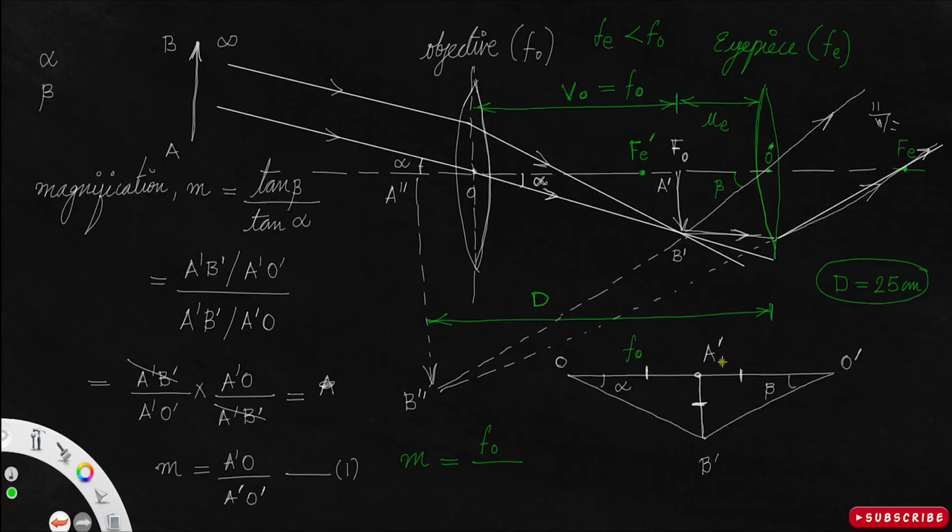divided by A dash O dash, which is UE. Remember, by the Cartesian system, anything to the left of the lens, I have to take as negative, so I have to assign a negative sign. This length is on the left of the eyepiece, so I have to write minus UE. Now let me erase this.